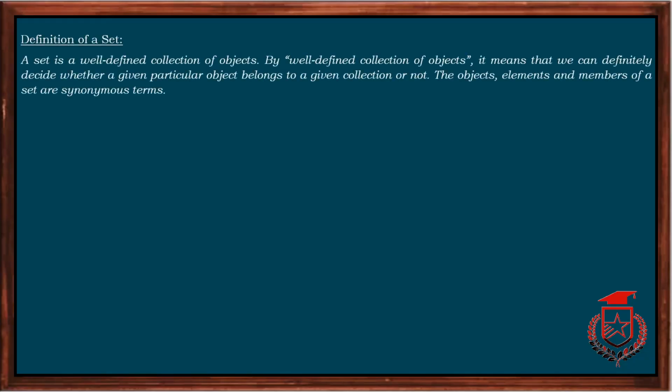Now we need to know what a set is in reality. The definition of a set is a well-defined collection of objects. By well-defined collection of objects, it means that we can definitely decide whether a given particular object belongs to a given collection or not. The objects, elements and members of a set are synonymous terms.